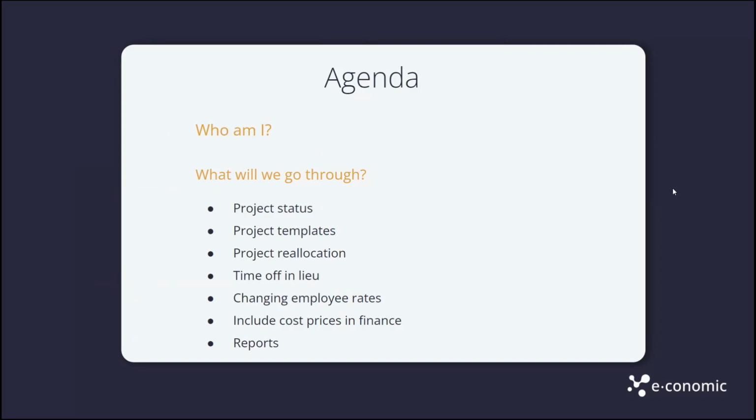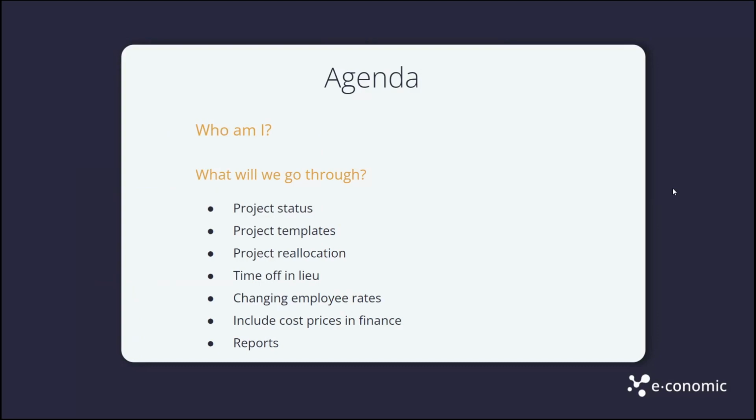And then we're also going to take a look at the time off in lieu. And we'll also explore how to change employee rates and how a modification of these will have an effect. We will also look at how we can include cost prices in finance and what this means. And finally, we'll look at some reports. I have selected 3. So out of the 7 or 8 reports that you receive when adding the project module, we're going to take a look at some of them and what information they provide us. So that is the plan for maybe the next hour or so. I think we should get started.